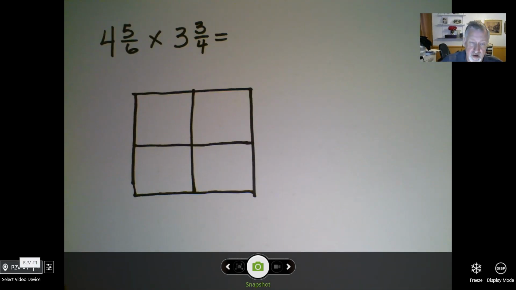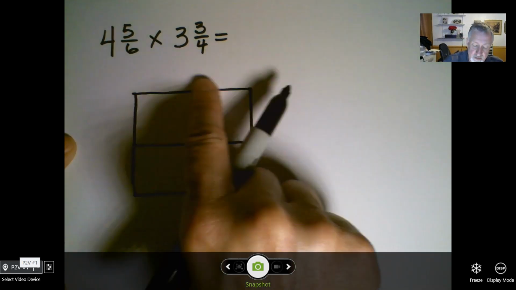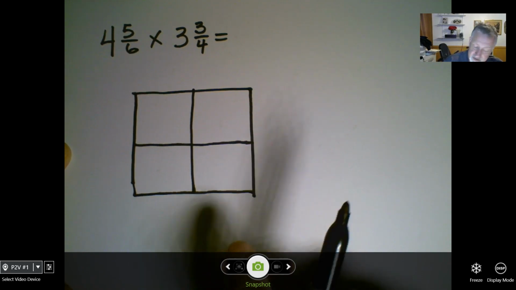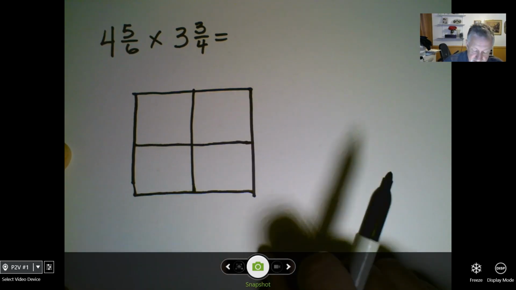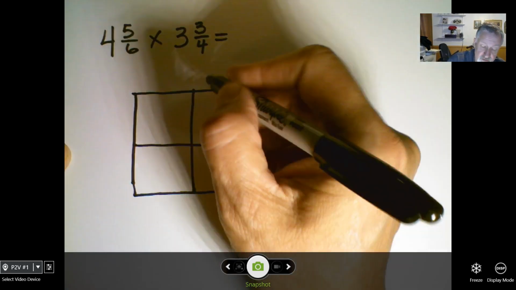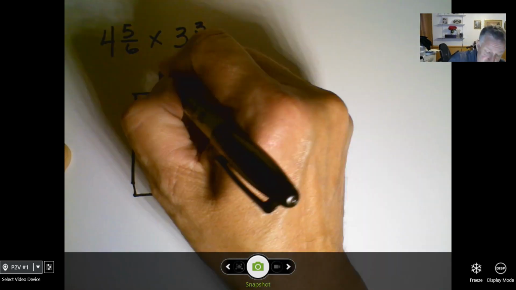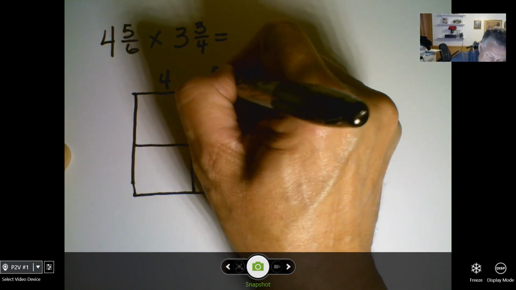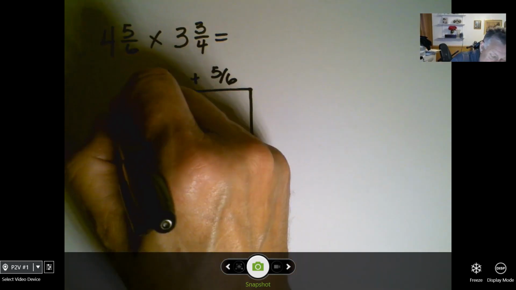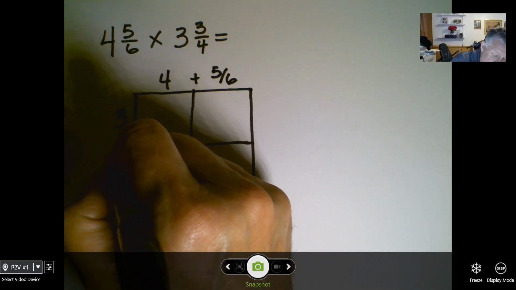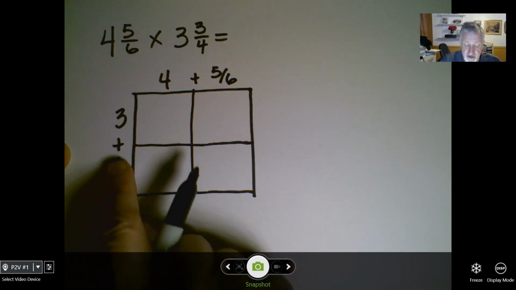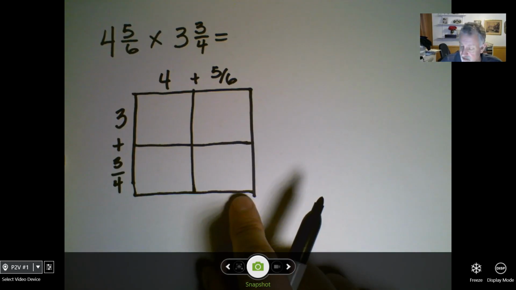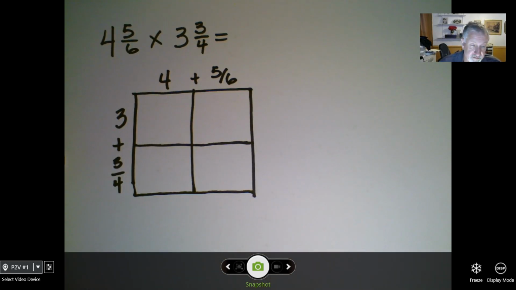Okay, so here is the same problem again, only this time I'm going to use my graphic organizer to represent an area model. Again, it's not to scale. We've already shown that the scale model works, so I just need to be able to divide it into its pieces. We'll go with 4 and 5/6 across, and 3 and 3/4 going down. So if I can find the area of each of these individual pieces and add it together, I will have the area of the total piece.